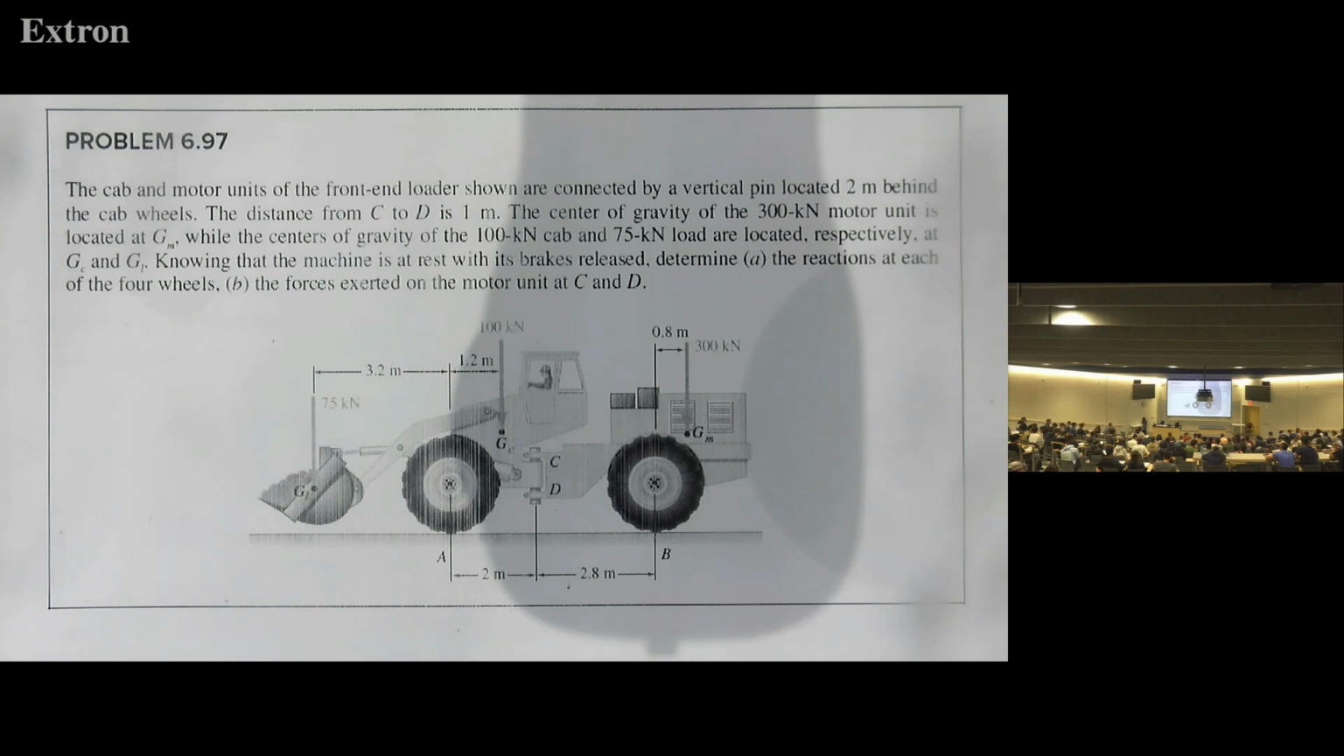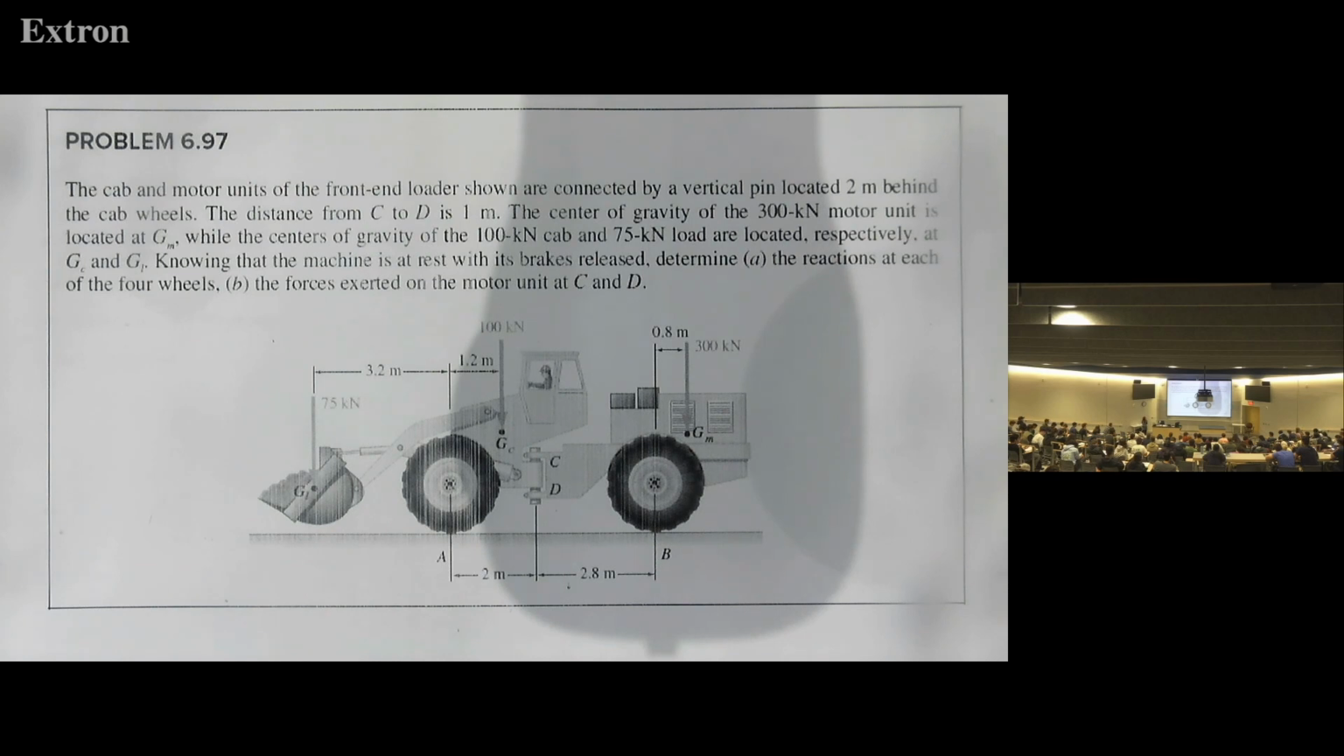And the center of gravity of the 300 kilonewton motor unit is located at G sub M. Where is this? It's the motor unit's weight, right? While the centers of gravity of the 100 kilonewton cab and 75 kilonewton load are located at G sub C and G sub L. So G sub C is here, the cab, and G sub L is here, the load, right? Knowing that the machine is at rest, that's important. This is statics, so everything should be at rest, in equilibrium, with its brakes released.